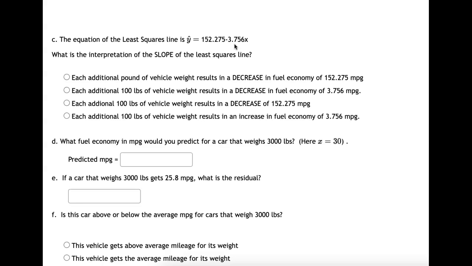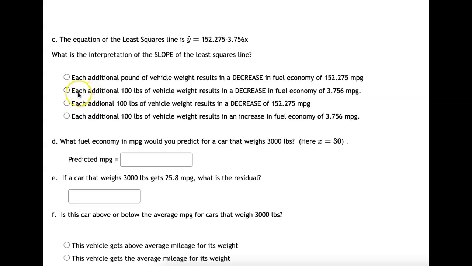Well, first of all, we're going to rule out A and C because that is actually referring to the y-intercept. The 152.275 is where our line's going to hit our y-axis when x is 0. So it's either going to be B or D. Because it's negative, we are going to say decrease. And so just knowing those things is actually going to give us the answer choice of B.